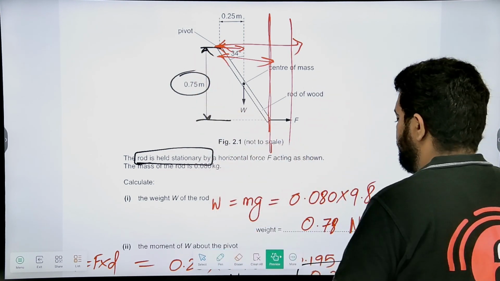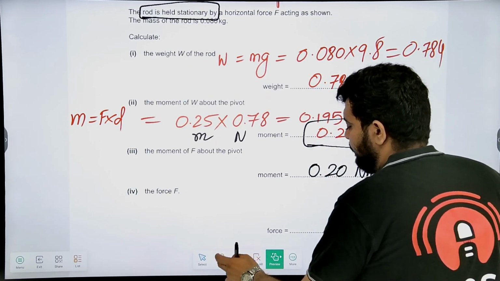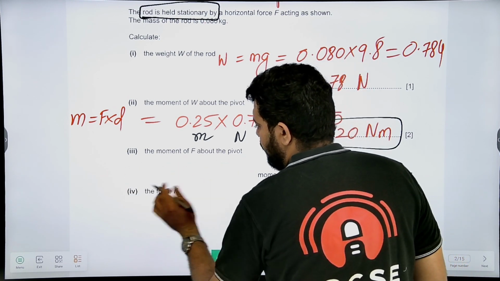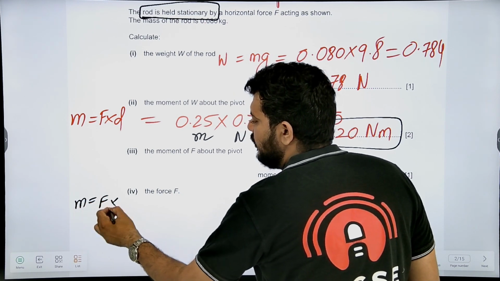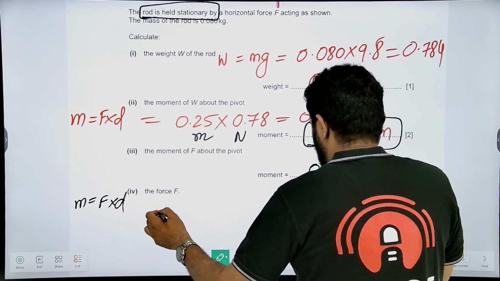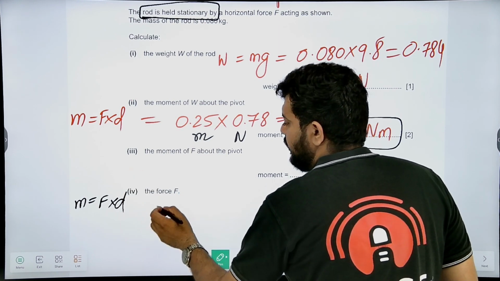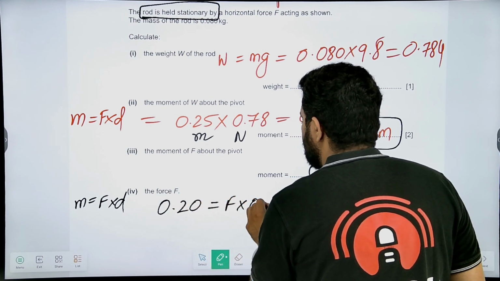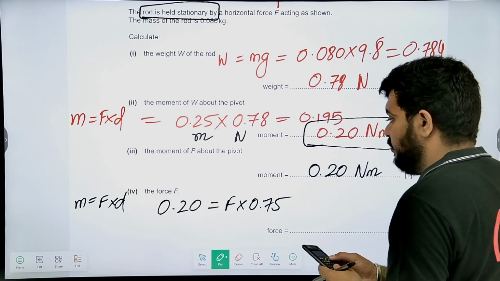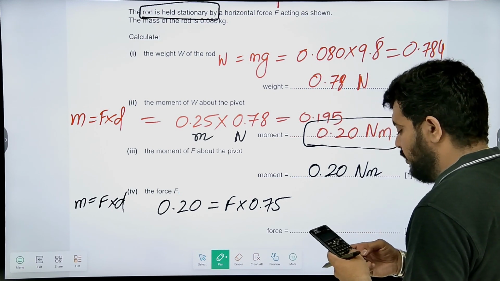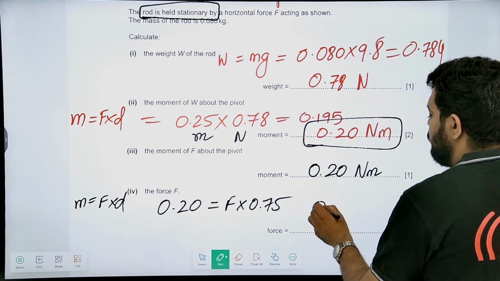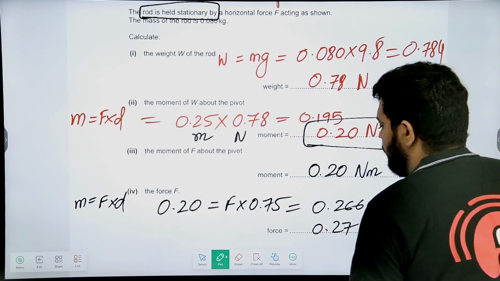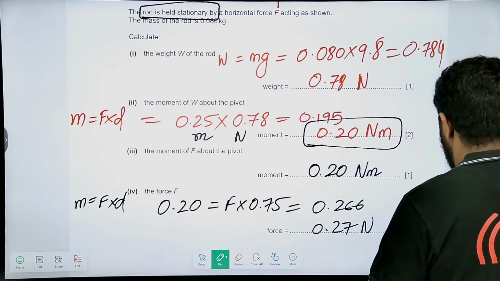So we have 0.75. Let's write it like this: moment is equal to F into D. We have M, which is given 0.20, equal to F into 0.75. Can we find the value of F from here? So we have 0.20 divided by 0.75, which gives us 0.266. So I'll write 0.27 Newton. Nearly 0.27 Newton will be your answer.